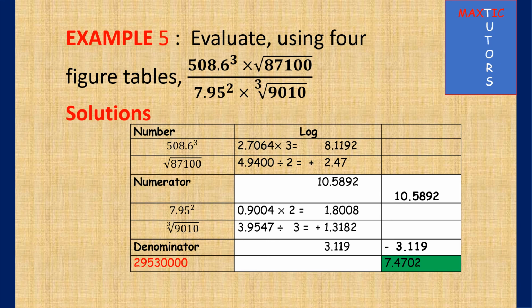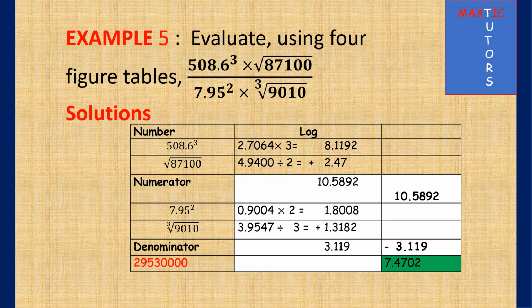Then log of 87 under 1 difference 0 will give you 4.9400. You divide it by 2 because it's a square root. It will give you this. Then you add the logarithms. It will give you 10.5892, which is what you have here. Do the same thing for the denominator. 0.9004 raised to power 2 will be times 2, which equals this. The cube root of this will be the log of 9010 divided by 3, which will give you this. Then add them together and it will give you 3.119.